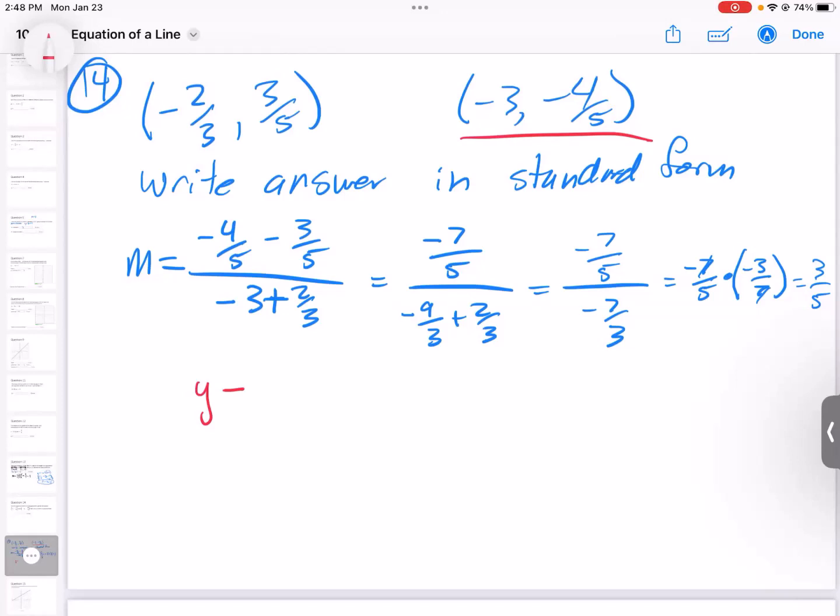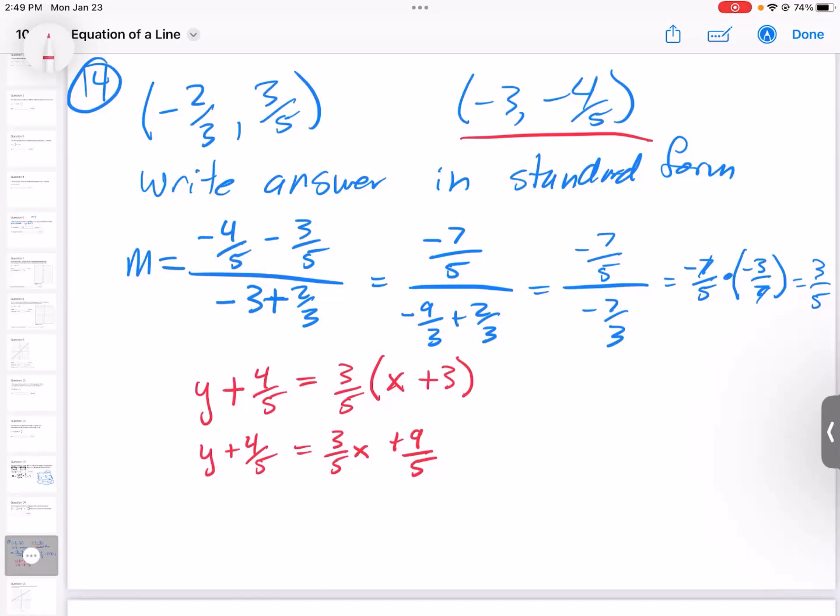So I'll do y minus -4/5, which ends up being y plus 4/5, equals the slope times x minus -3, which is x plus 3. And so they want the answer in standard form. So I'm going to get rid of my parentheses first by distributing the 3/5, which gives me 3/5 x plus 9/5. And then standard form is the one where x and y are on the same side of the equation.